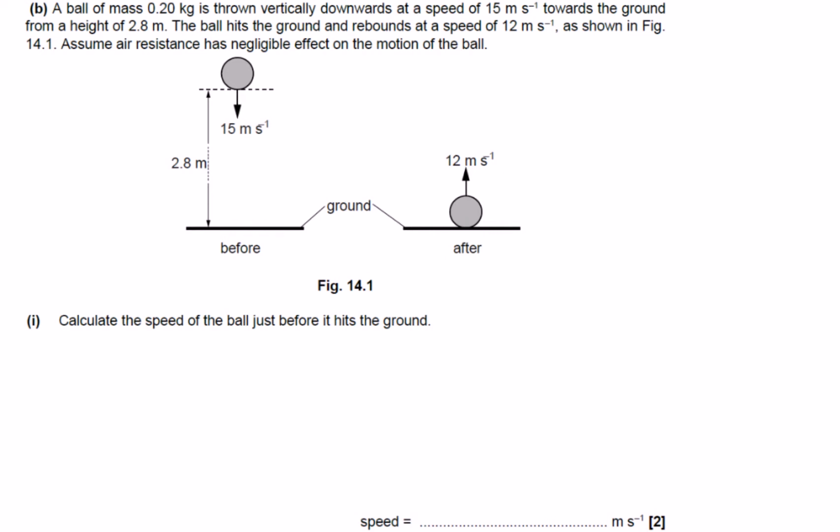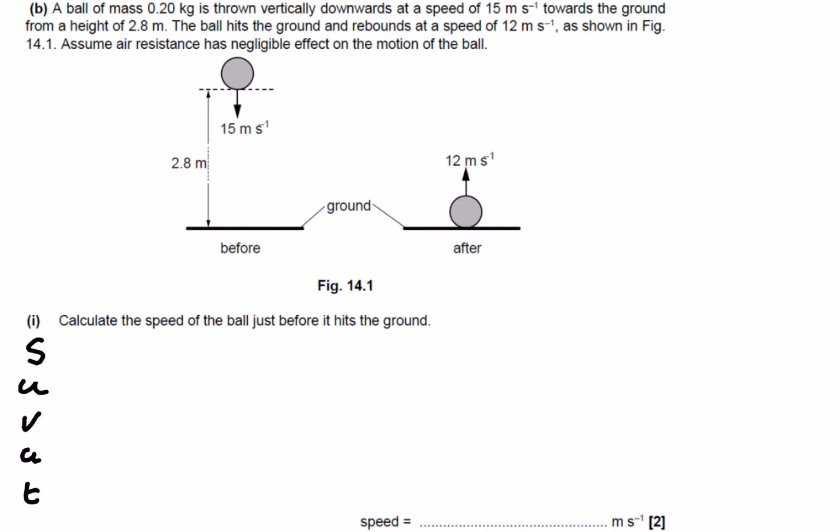And part I is going to ask us to calculate the speed of the ball just before it hits the ground. Okay, so because there's no air resistance, we've got no drag forces, so the acceleration will be constant. And if we've got a constant acceleration, that means we can use our SUVAT equations. So let's decide which one we're going to use.